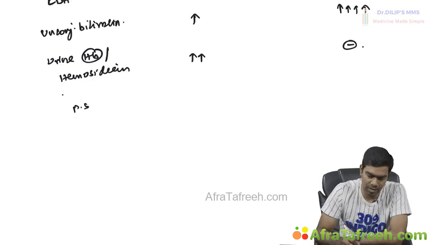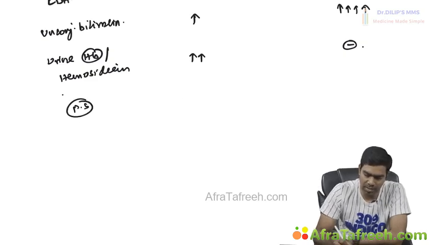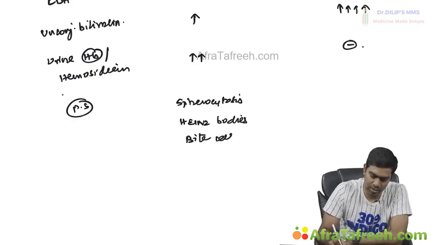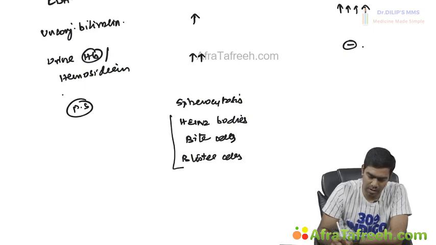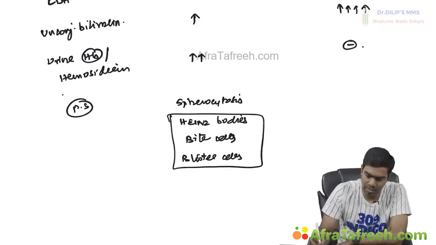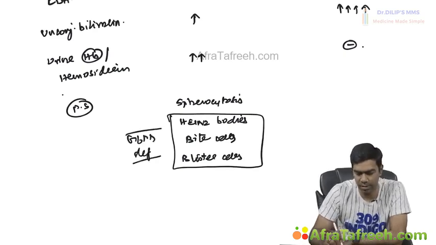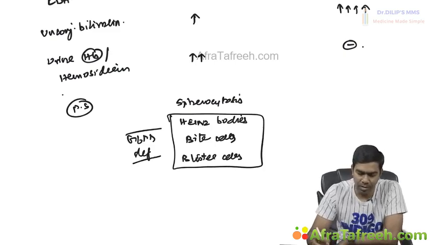We have discussed that already. And the next thing is what you can see in the peripheral smear. In the peripheral smear, typically you will see spherocytosis, and you can see Heinz bodies. Many times you can see Heinz bodies, bite cells, and blister cells. All these things are typical of G6PD deficiency, which is a classic example of intravascular hemolysis.